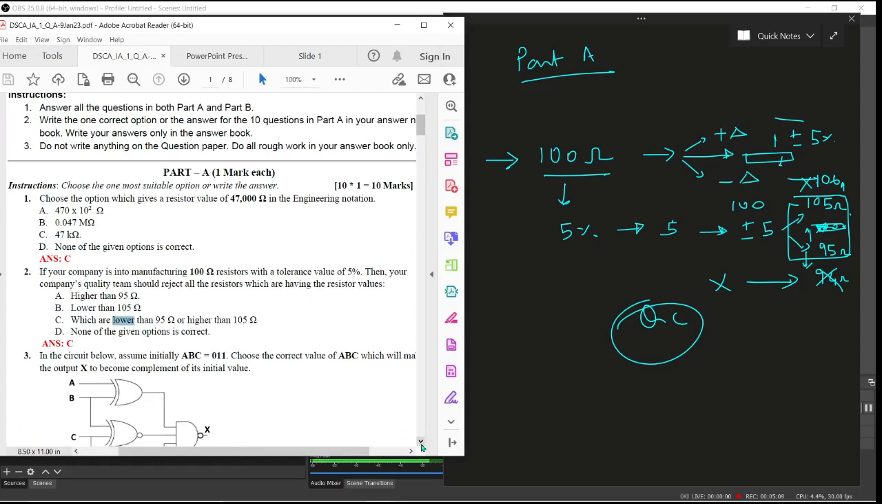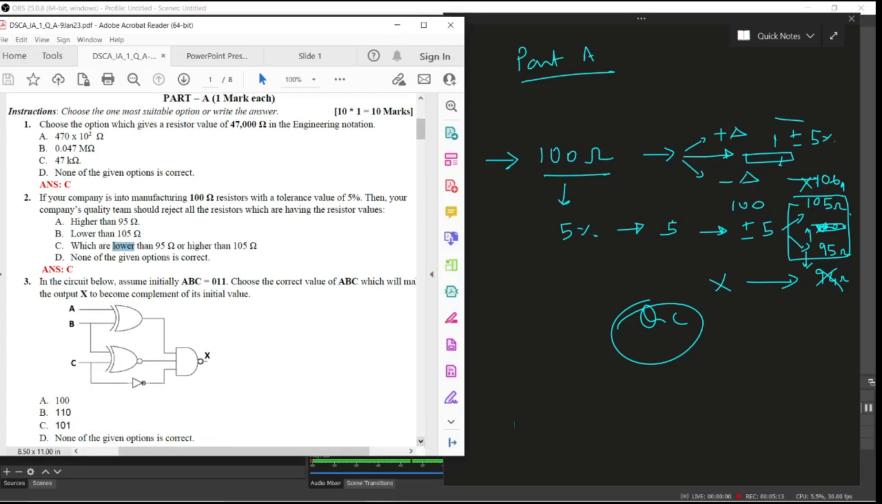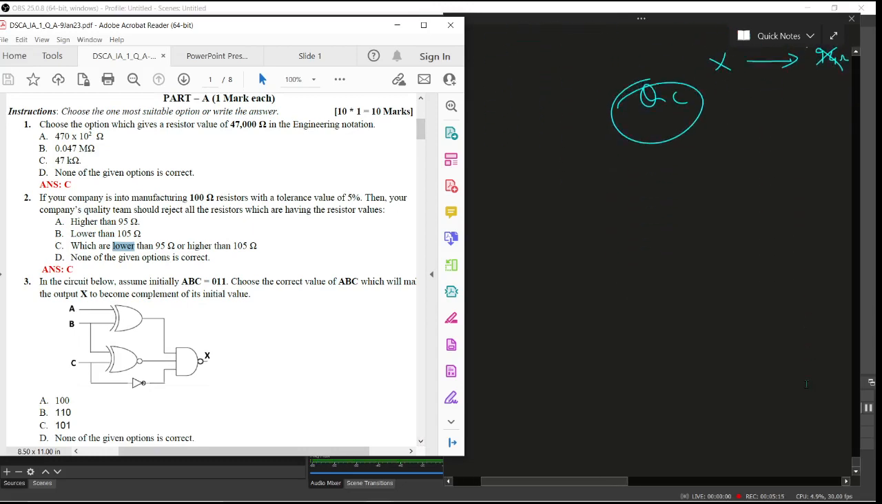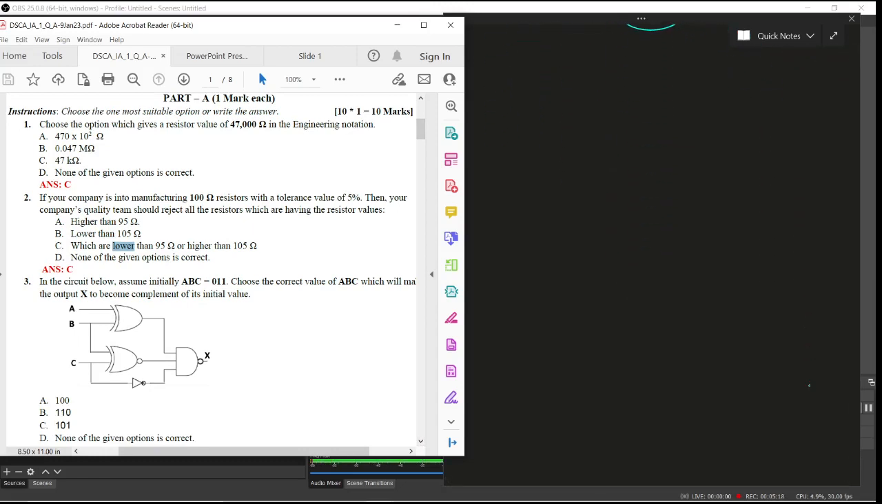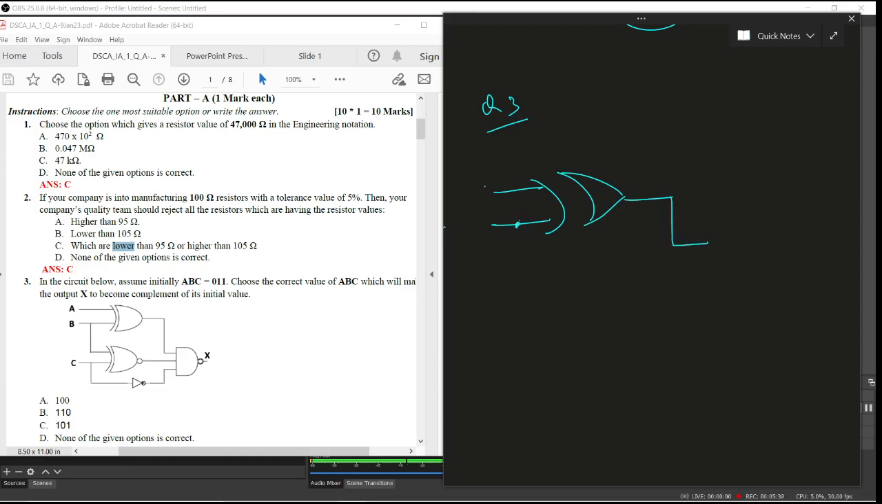Now let us first understand the question. Now we are into the third question. In the circuit below, assume initially ABC is given 0, 1, 1. So let me draw this, sorry about the bad picture. Okay, now let me take it. I have X nor.